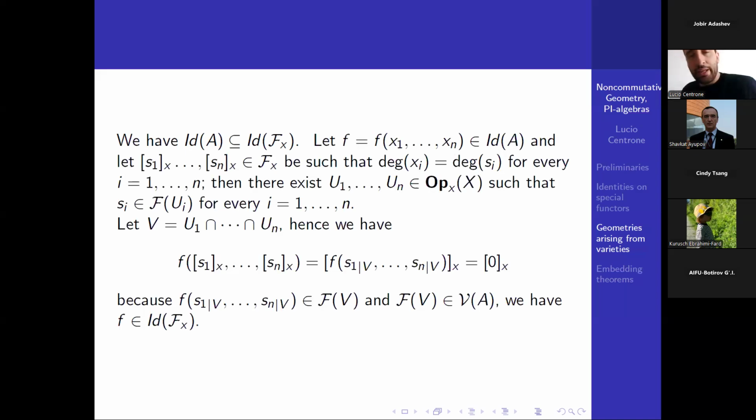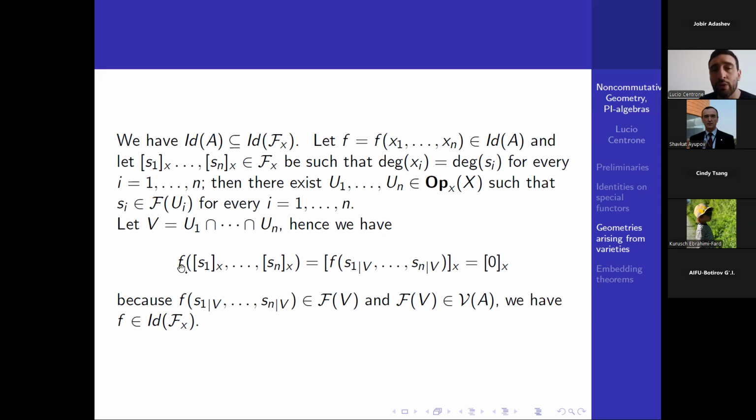The explanation here is somewhat technical, but it is important to show you how, because it makes it easy to see and to figure out how this definition will work in our environment. So you have an identity f for our algebras, and you take elements s1x, ..., snx of the stalk. Jointly with the choice of all these s_i, you have some open neighborhoods of x. So of course, you simply take the intersection of all these.